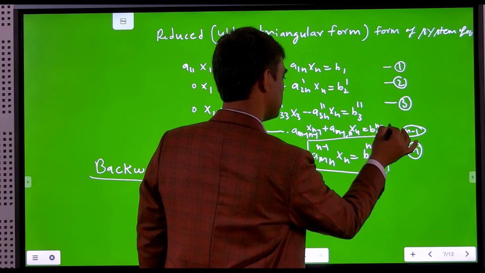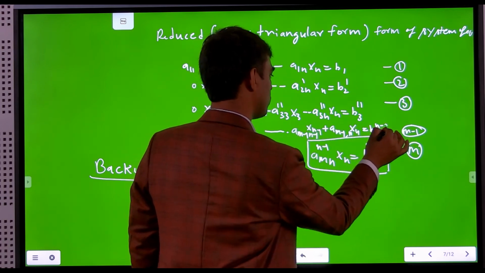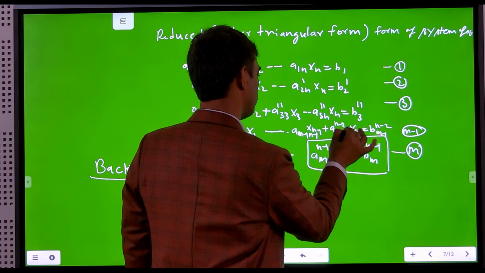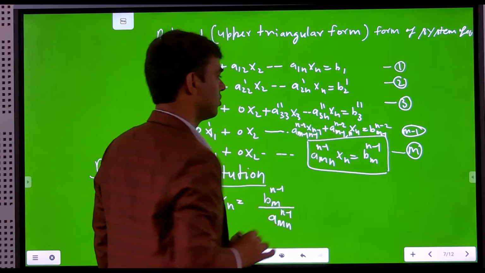How many number of changes? There is an n minus 2 time change. This one is an n minus 2 time change. This one also changes n minus 2 times.